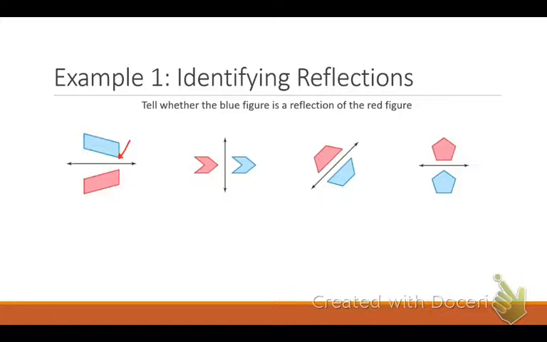If it's a true reflection, that tip or that point should still be closest to the line of reflection on the reflected image.